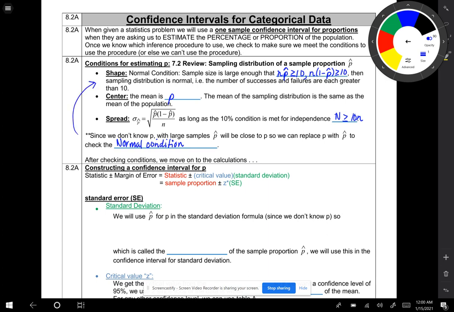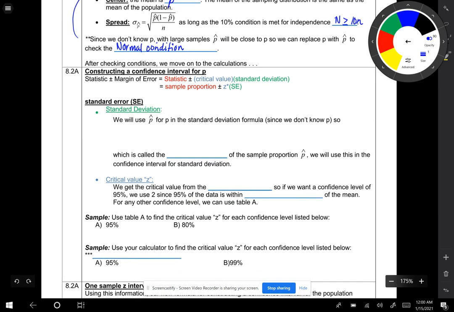After we check the conditions, we move on to the calculations. So this is the part I like. The formula is not too difficult to use. Here's how you get the confidence interval for your parameter, your population proportion. We take the statistic, and the statistic, remember from last section, is the point estimate. So in our case, it's going to be p hat for proportion, plus or minus a margin of error. And the way to calculate the margin of error is the critical value times the standard deviation.